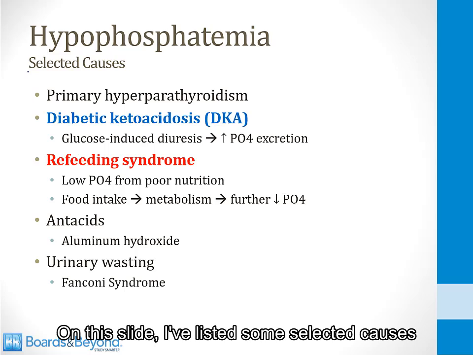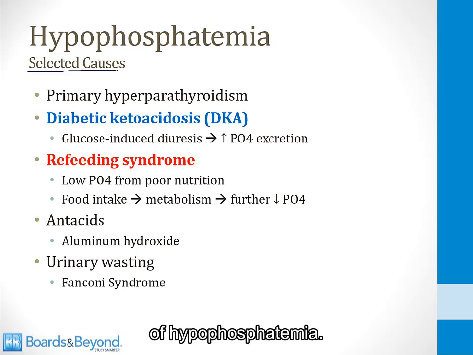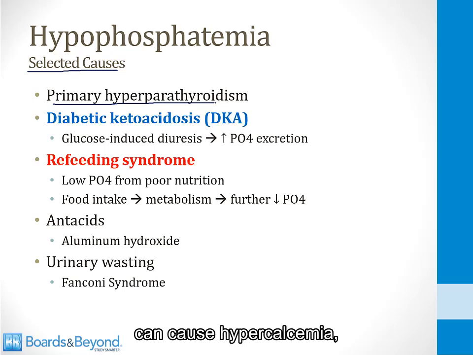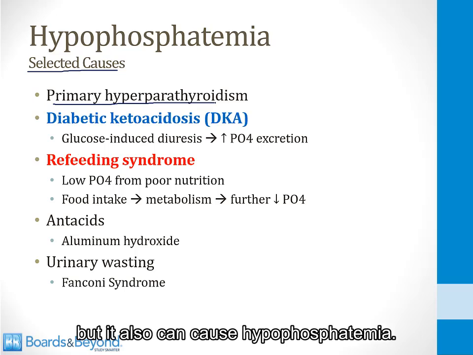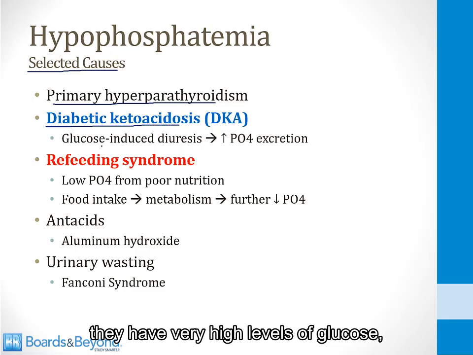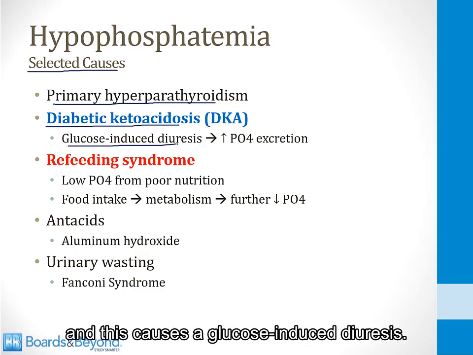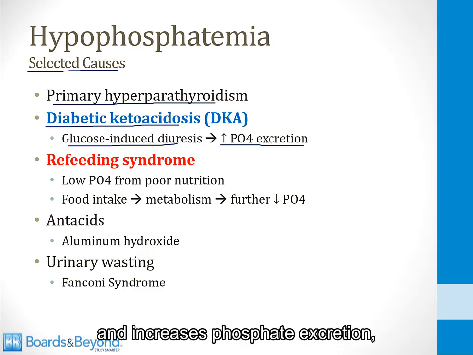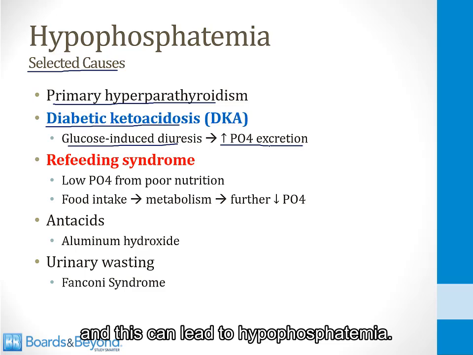On this slide, I've listed some selected causes of hypophosphatemia. These are ones you definitely should know about for your board exams. First of all, primary hyperparathyroidism can cause hypercalcemia, but it also can cause hypophosphatemia. In patients who develop diabetic ketoacidosis, they have very high levels of glucose, and this causes a glucose-induced diuresis. This diuresis pulls phosphate into the urine and increases phosphate excretion, and this can lead to hypophosphatemia.